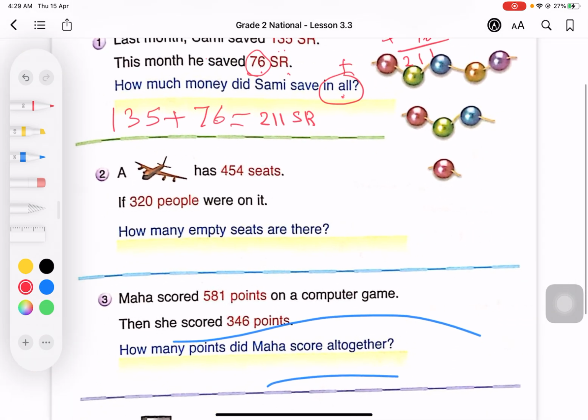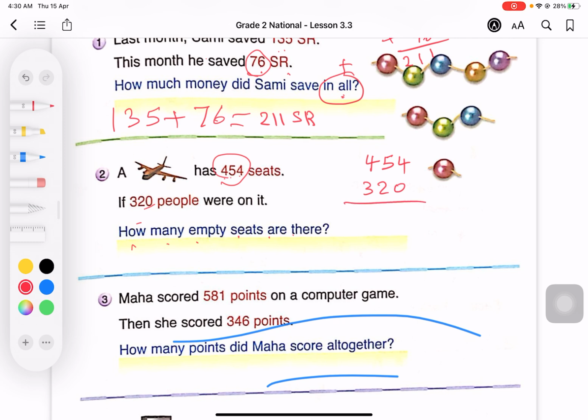Now, question 2. A plane has 459 seats. If 320 people were on it, this plane has seats, if it was full it would be 454. It wasn't full, only 320. So how many empty seats are there? How many seats are empty? So the full number is 454. This plane wasn't full.